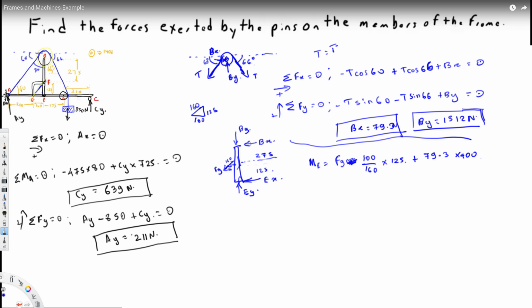And what else do we need to know? By is not going to make any moment because it's exactly in the direction of E, so it's not going to make any moment. That's all we need to know. This is equal to 0.